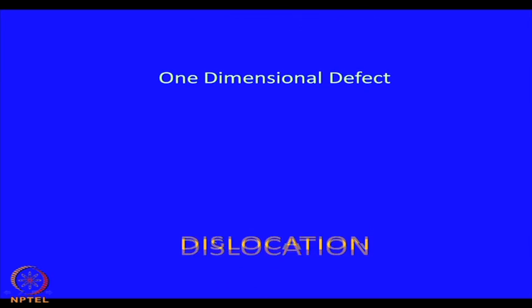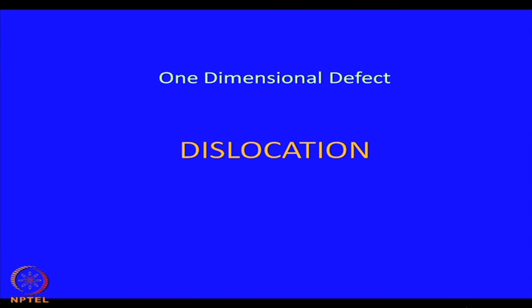There are also other varieties of defects. They may be 1 dimensional, 2 dimensional and at times 3 dimensional as well. So, today's topic is the 1 dimensional defect, and that is also called dislocations. So, our topic today is dislocation.